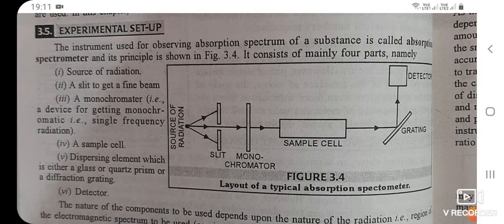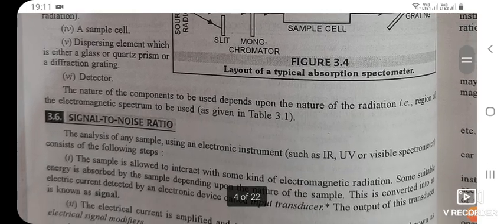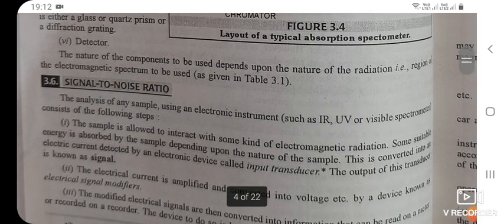Experimental setup. The instrument used for observing the absorption spectrum of a substance is called an absorption spectrometer, and its principle is shown in figure 3.4. It consists of mainly four parts, namely a source of radiation, a slit to get a fine beam, a monochromator, that is a device for getting monochromatic, that is single frequency, radiation, a sample cell, and a dispersing element which is either a glass or quartz prism or a diffraction grating, and a detector. The nature of the components to be used depends upon the nature of the radiation, that is the region of the electromagnetic spectrum to be used.